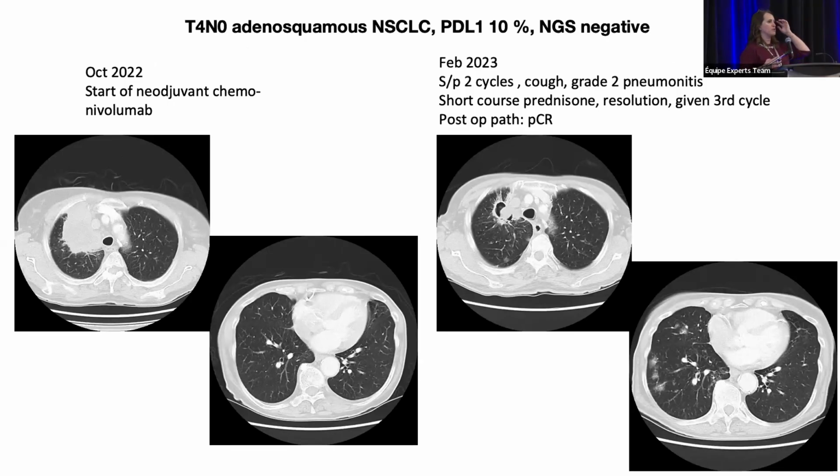Surgeons always get nervous preoperatively if there are new findings because you don't want the patient to progress and then you take them to surgery. But the patient had a very short course of prednisone, follow-up imaging showed resolution of those ground glass opacities, and she went to surgery and had a pathologic complete remission.